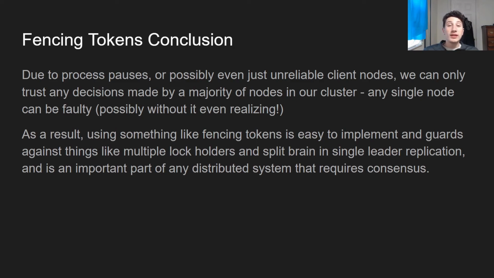And I'll go more into consensus algorithms in the future, but for now just know that fencing tokens are a good safety mechanism in any system that requires consensus, to make sure that once consensus is reached, it's actually upheld by the system.